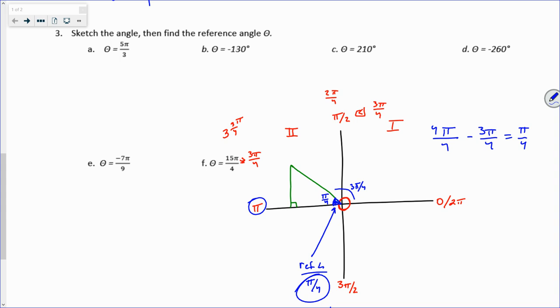All right. This reference angle stuff is heavy business. So give it the time it deserves. Ask the questions that you need to ask of me in class to make sure we understand it.